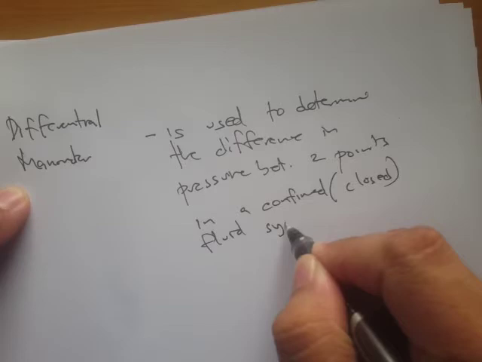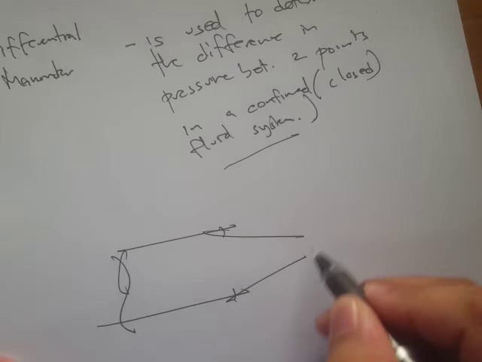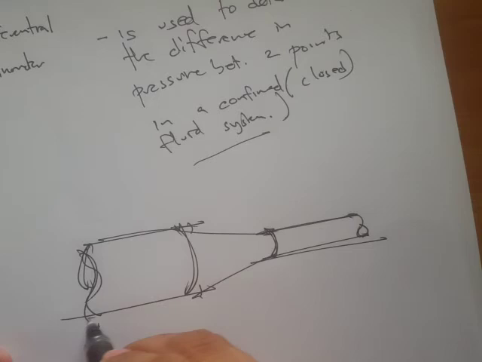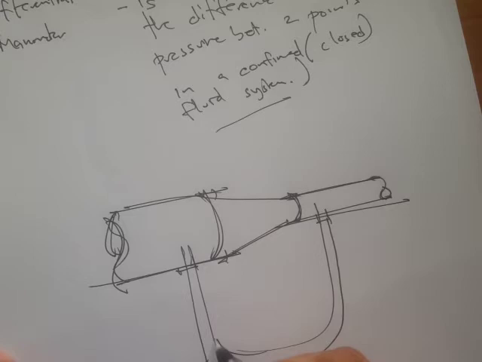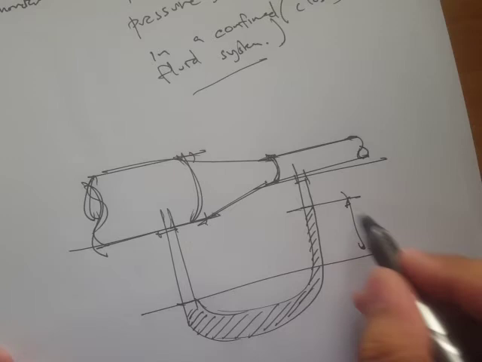For an example of that, if we have a larger pipe right here, and then we have a reducer, and it's connected to another pipe with a smaller diameter, so from big diameter to smaller diameter, of course you will have a change in the pressure. So if you connect a differential manometer here, then you will also get a rise here, or a change in the head, which is related to the pressure.